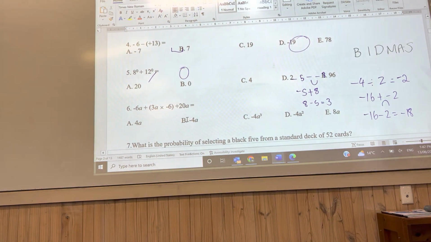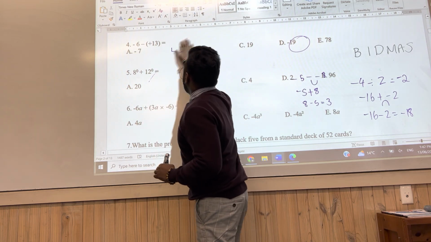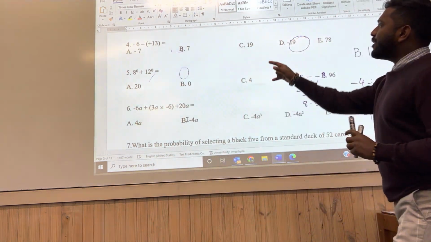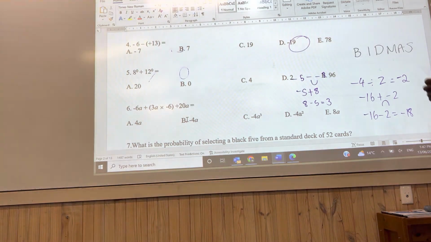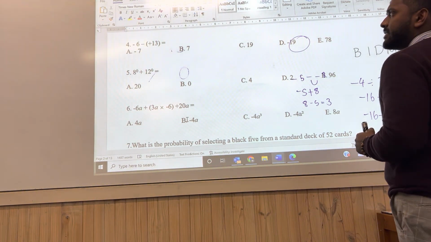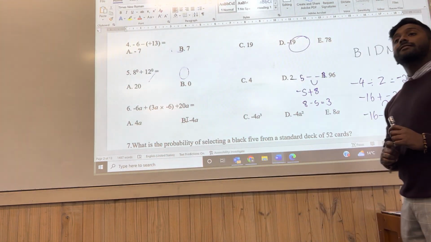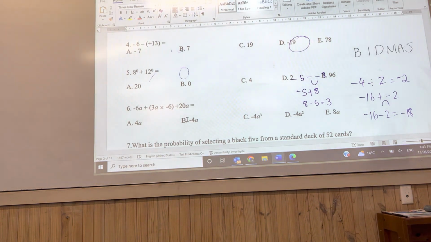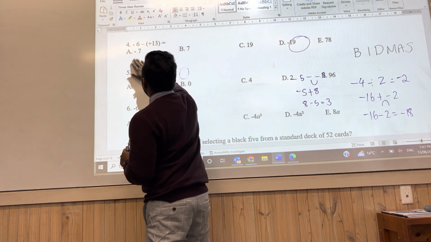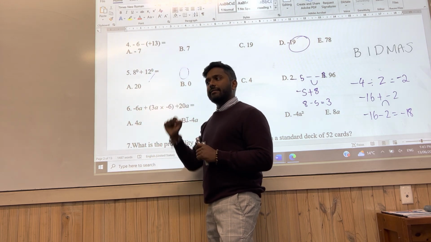Okay, this question is also involving BIDMAS as well. What are you going to do first? Maya, question 6. Could you read that out? There's a lot of things going on there. Could you read that out? 8 to the power of 0 plus 12 to the power... Sorry, question 4. My apologies. Negative 6 minus plus 13. Correct. Well done. Okay. What is between this negative sign and the brackets?